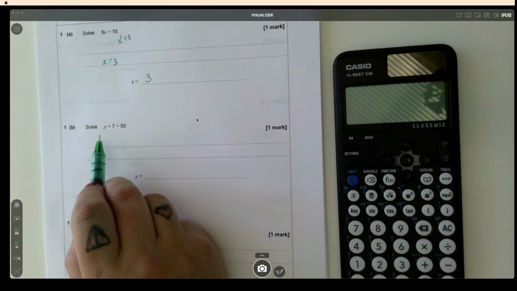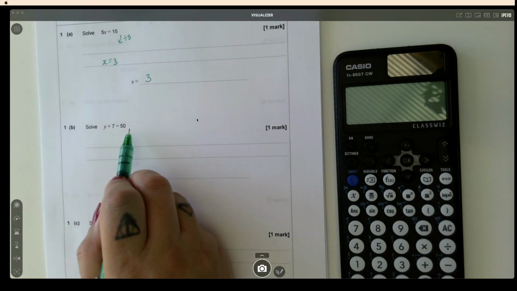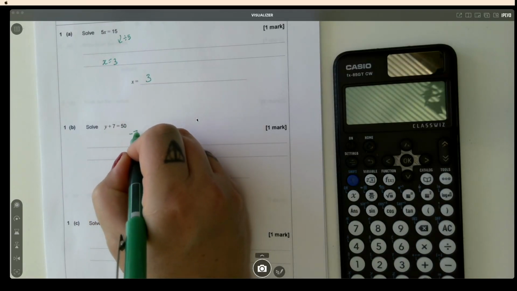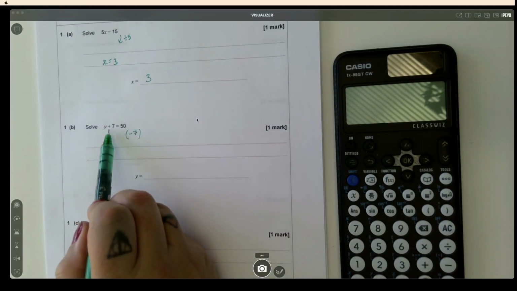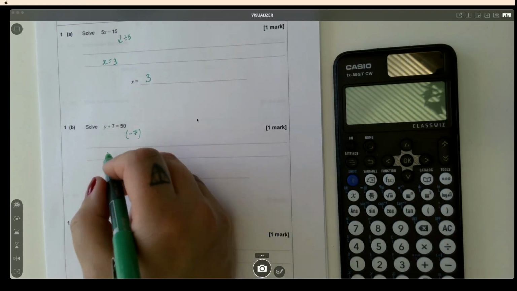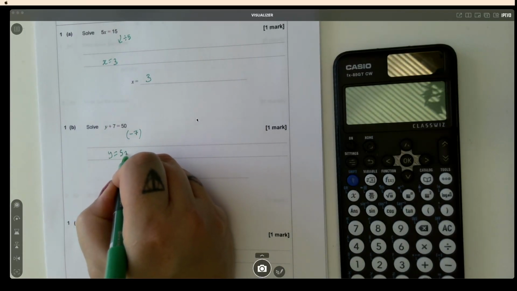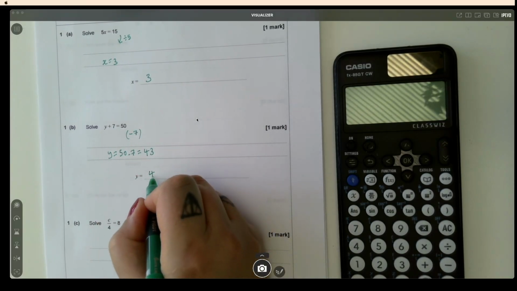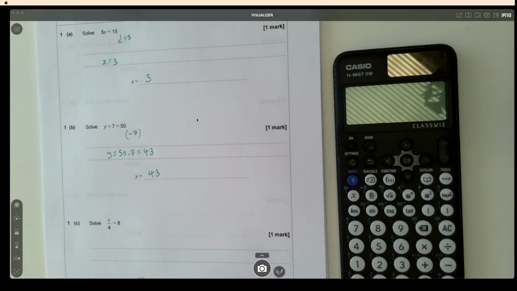1b, solve y add 7 equals 50. So again, a one-step equation. This time the inverse I'm going to do is subtract 7 because I want to eliminate this plus 7. So y equals 50, subtract 7, which is 43. So y equals 43.